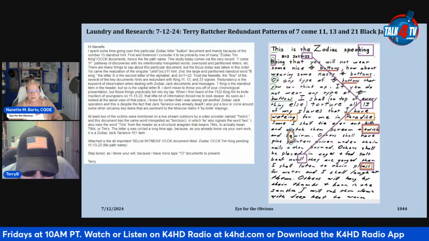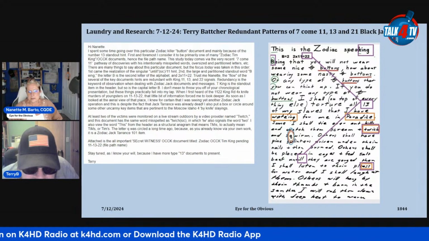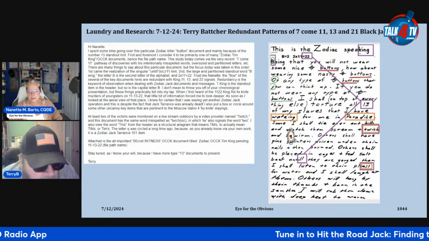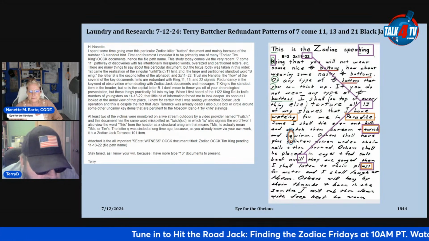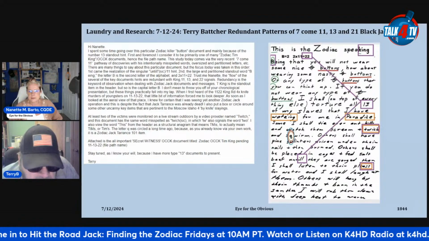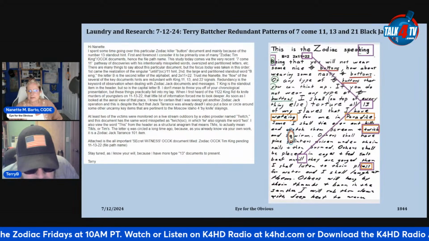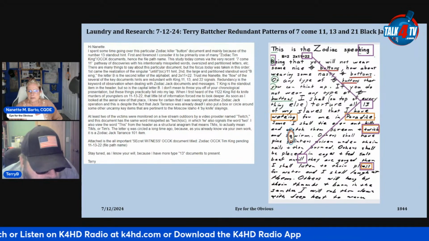Let's see here. I should read my own stuff here. In which TW also signals the word two. So we have a second affirmation for going to the word two. I also view this TIS from the header as a structural anagram that means TM, capital T, capital M, IS, to actually mean Tim's, or Tim's with the apostrophe.